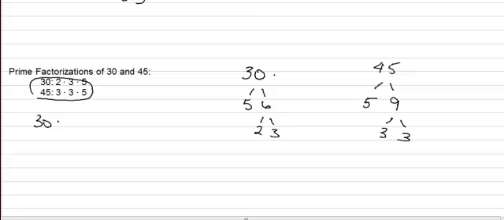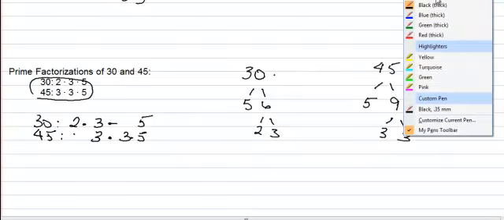30 is 2 times 3 times 5. And I know I'm going on long there, and there's a reason for it. 45 is, there was no 2, but there was a 3, and then there was another 3, and then a 5. And you'll notice that what I've done here is I put like stuff in a single line.